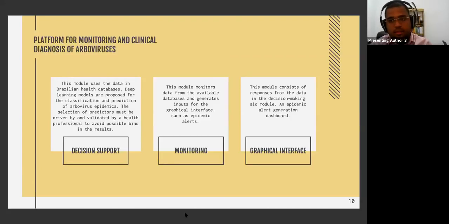The databases used in the decision-making aid module are the information system for grievances, which contains patient data with mandatory notifiable diseases, and the mortality system, which contains mortality data.